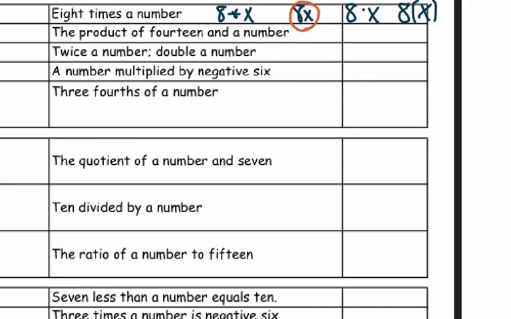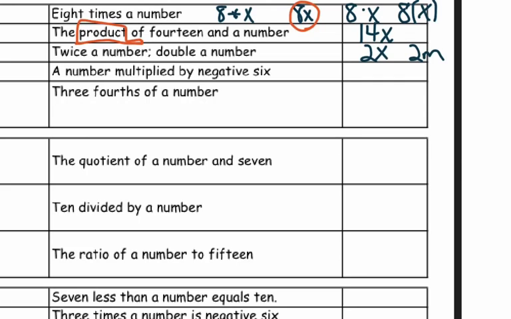Alright, the next one says a product. So product means multiply. The product of 14 and a number. So that's going to be 14 times x, which we're just going to write 14x. And then this one says twice a number or double a number. Well, twice a number would be 2 times that number, which would be 2 times x, which would be 2x. And it could be 2m, 2c, doesn't matter. But just 2 times the variable.